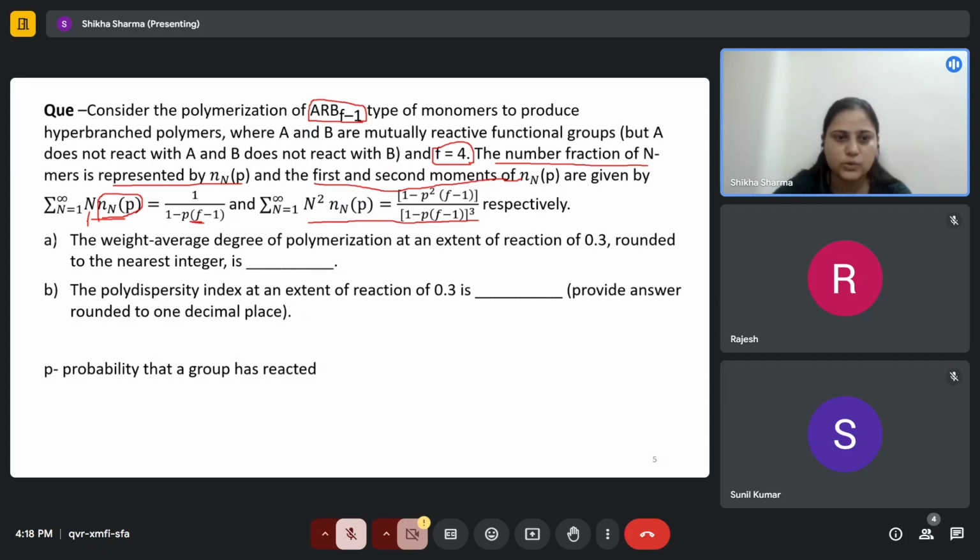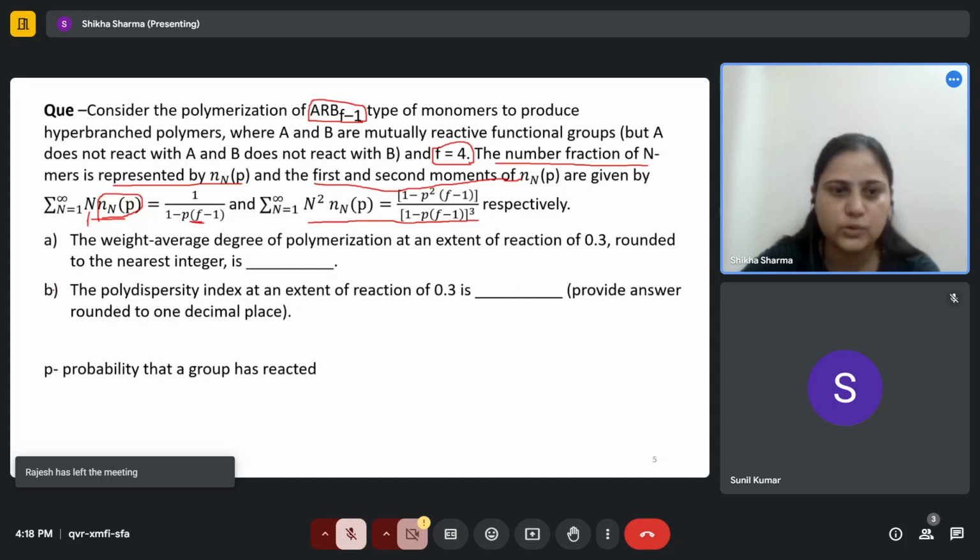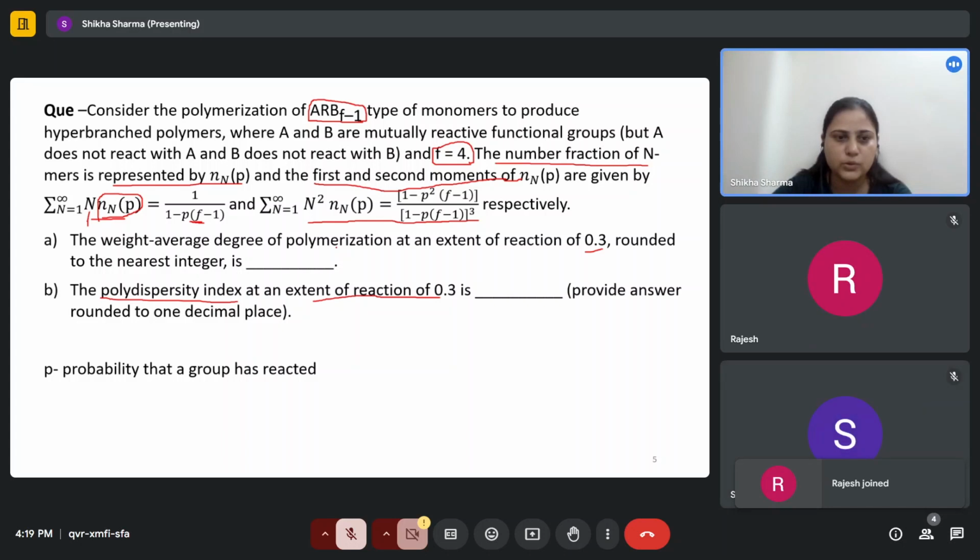Now there are two sub-questions. A is asking to calculate the weight average degree of polymerization at an extent of reaction 0.3, and the second is asking to calculate the PDI, which is nothing but the polydispersity index, at the extent of reaction 0.3. So you understood the question, what it is saying? It is asking to calculate the PDI and weight average degree of polymerization when the extent of reaction is given. Yeah, so I am moving forward, right?